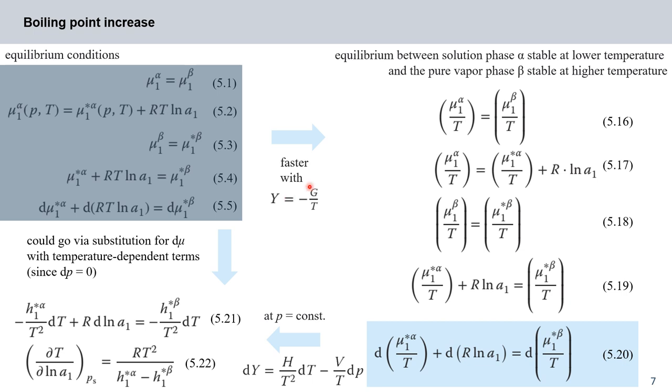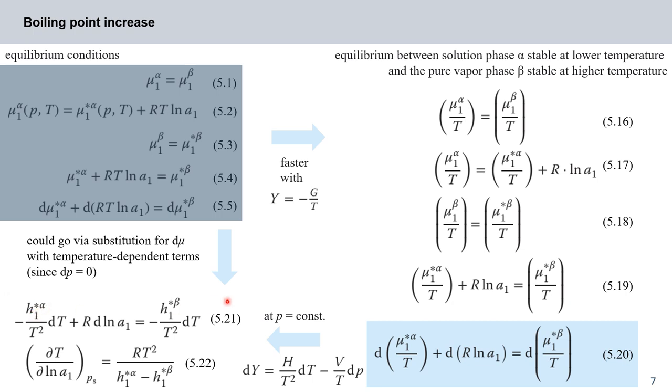So for an equilibrium between phase alpha, stable at lower temperature, and the pure vapor phase beta, stable at higher temperature, we get the equivalent equilibrium conditions at constant pressure. Essentially these are all equivalent to each other, 5.16 all the way to 5.20. So these are the equivalencies here. And now remember our characteristic functions. We can get the enthalpy, little h, into our equation here.